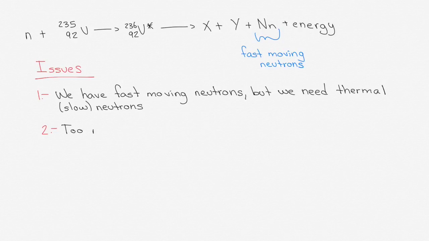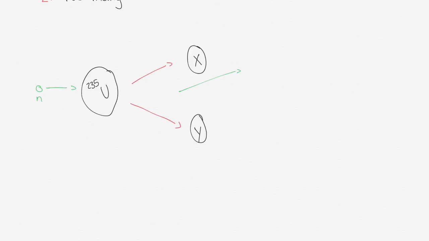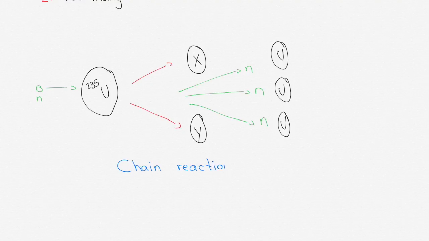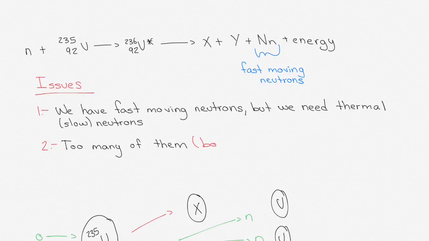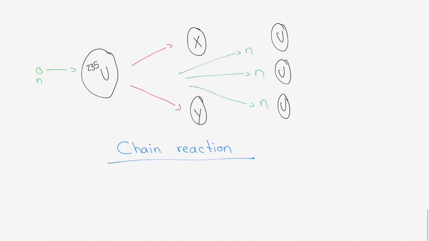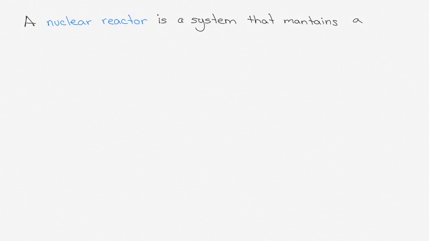The second issue we have is that after every iteration, we end up having 2.5 neutrons. If these 2.5 neutrons then interact with other uranium atoms, we will have what is called a chain reaction. However, we will have an unstable chain reaction since the amount of uranium fissioning will increase exponentially, and this will cause an explosion. A nuclear reactor is a system that maintains a self-sustained chain reaction. This means that after each iteration, on average, 1 neutron is produced, not 2.5.